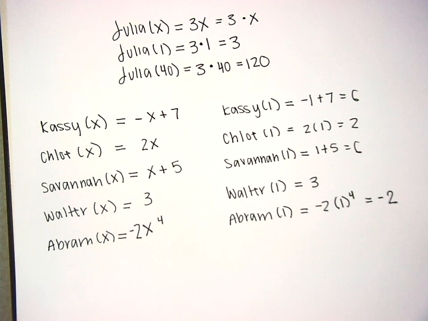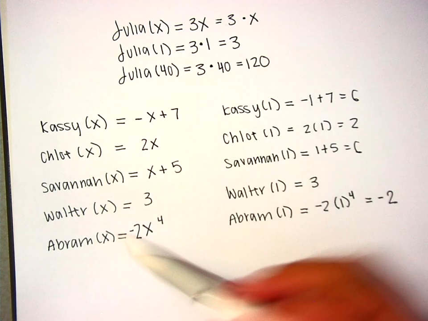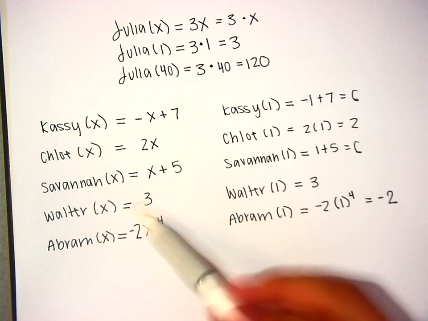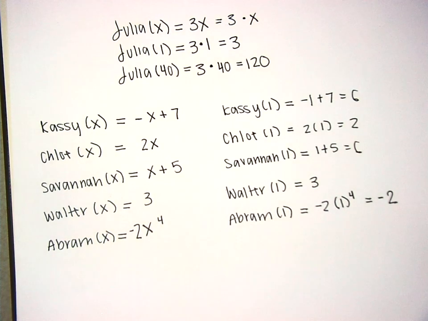Because it's a constant, so x isn't affecting it. So this number inside doesn't change what your result is going to be. Your result will always be 3. Abram of 2? Negative 32. Negative 32 is correct.